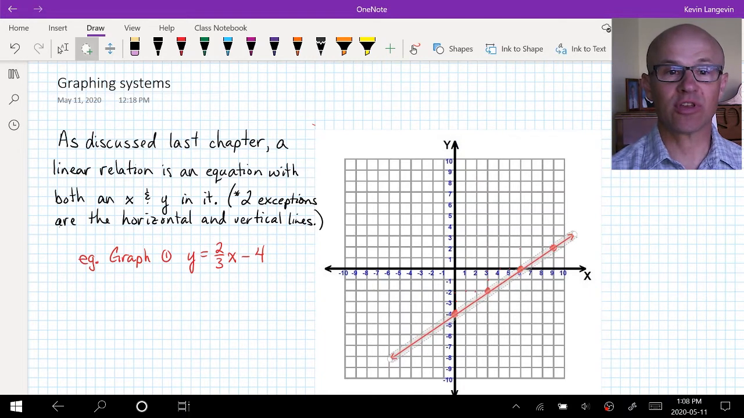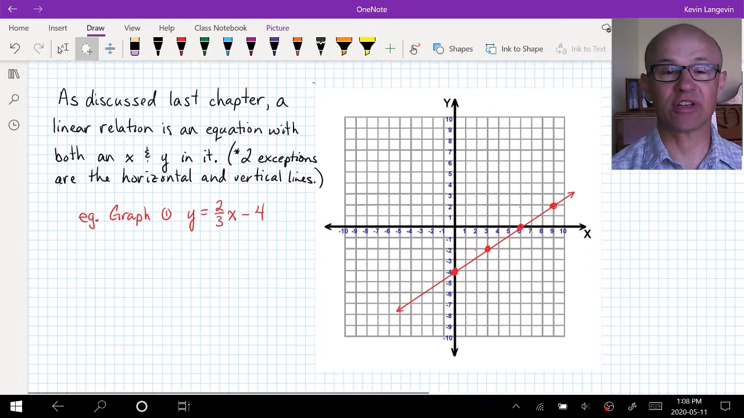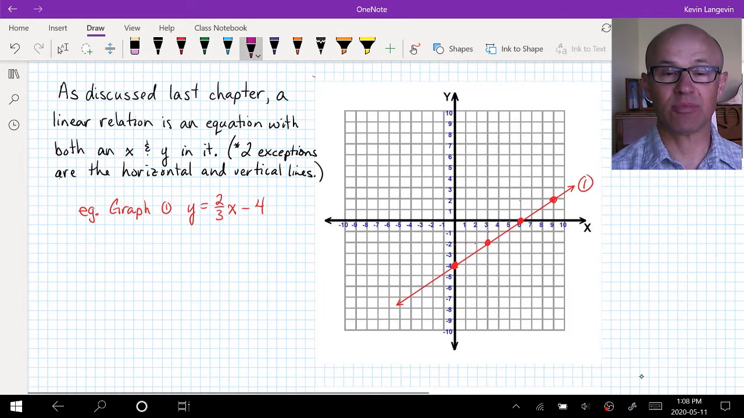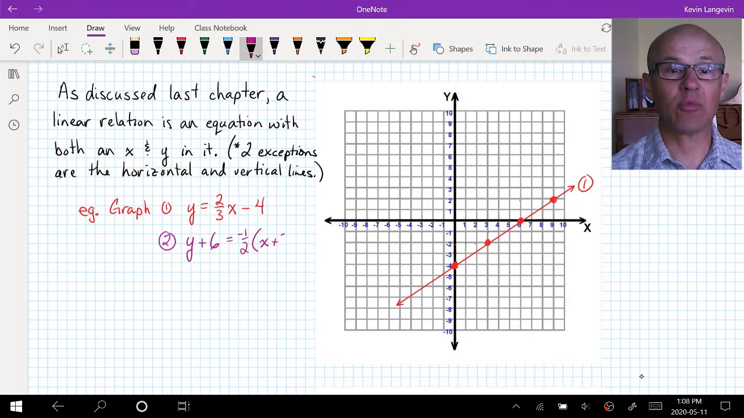So I'm starting off here with a graph of y equals 2/3 x minus 4. Starts at minus 4 on the y-axis, goes up 2 and over 3. I'm also drawing one in point slope form. So I'm starting at (-3, -6), and from there I have a slope of down 1 over 2 repeatedly.